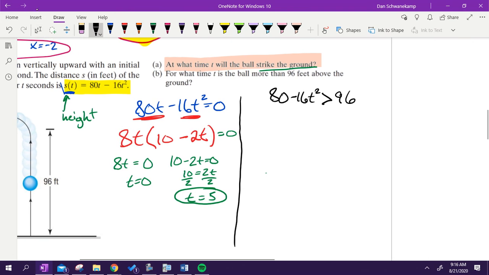I forgot my t, sorry. 80t minus 16t squared. All right, so there's my setup. I want to solve that thing. So if I'm solving a quadratic, the first thing I've got to do is set it equal to 0. I need to move that 96, so I'm going to rewrite it in a good form. Negative 16t squared plus 80t minus 96 is greater than 0.